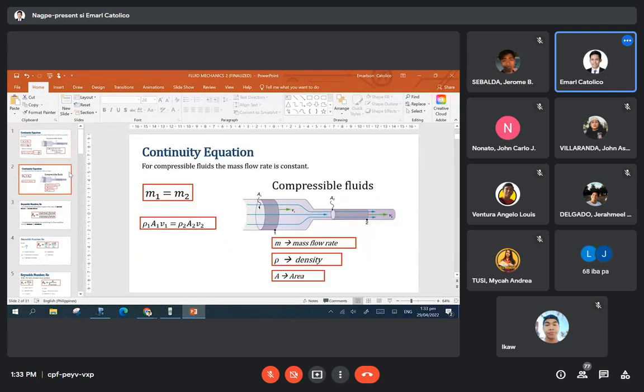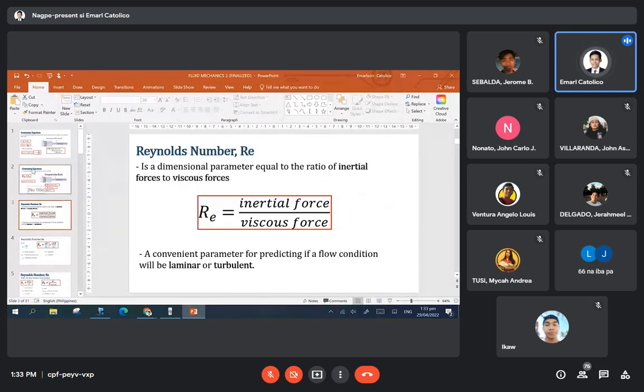Okay? For compressible fluids, ang constant naman natin is yung mass flow rate. So M1 is equals to M2, where yung M mo pwede mong i-write as density times area times velocity. Then Reynolds number is a dimensionless parameter equal to the ratio of inertial forces to viscous forces. So formula natin ng Reynolds number is equals to inertial force over the viscous force. Okay? So ito yung ginagamit natin para ma-predict natin yung type of flow ng fluid, either laminar or turbulent.